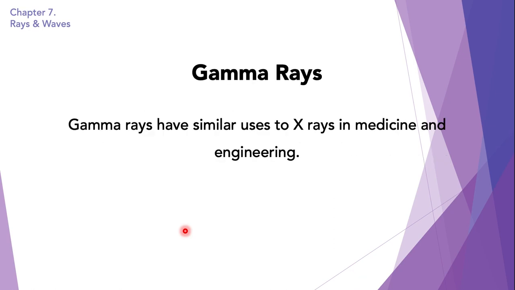Lastly, we have gamma rays. Gamma rays have similar uses to X-rays in medicine and engineering. Gamma rays again can be used to detect cracks in metal objects. They are used in security scanners at airports, also used in hospitals to see inside patients, and are also used to kill cancerous cells. So these were the electromagnetic waves.